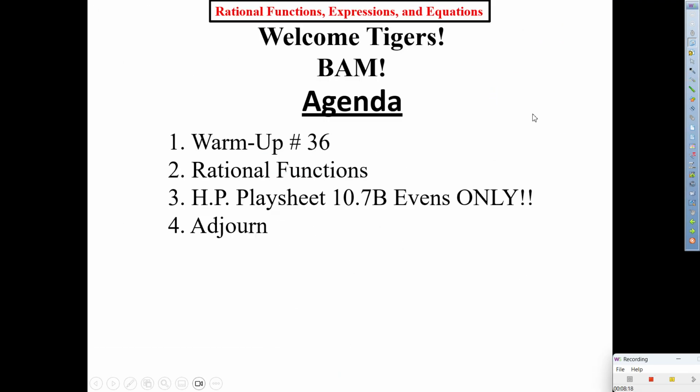Copy the agenda. Warm-up 36 done. Rational functions. We're moving on today to rational functions, but we're going to start with equations before we transition to functions. And tonight's homework, play sheet 10.7b, evens only. As you copy the agenda, go to Canvas and turn in your homework from last night, please. I'll give you some time.